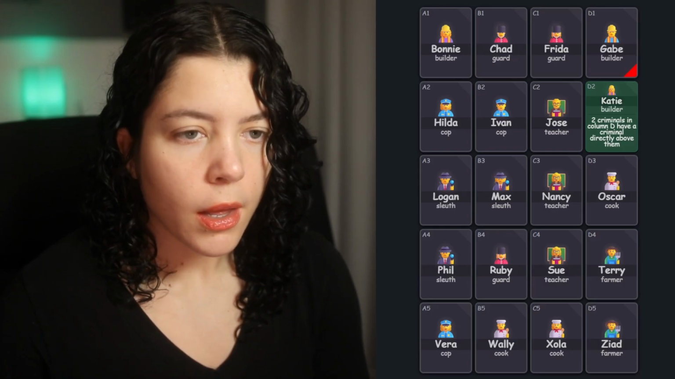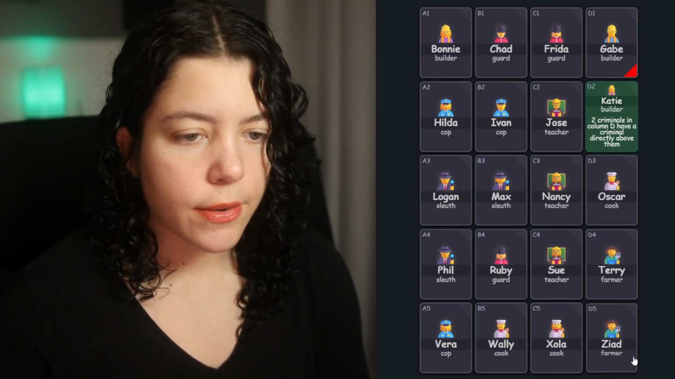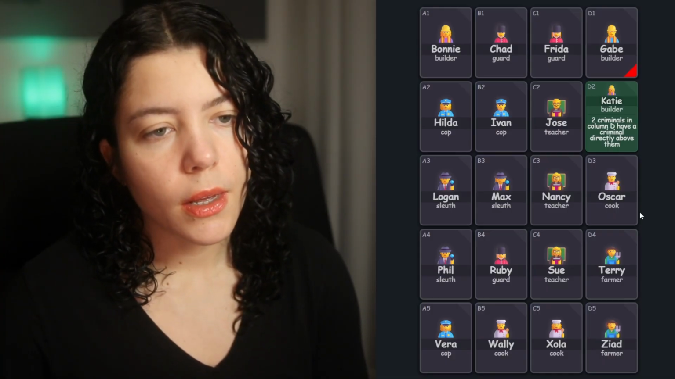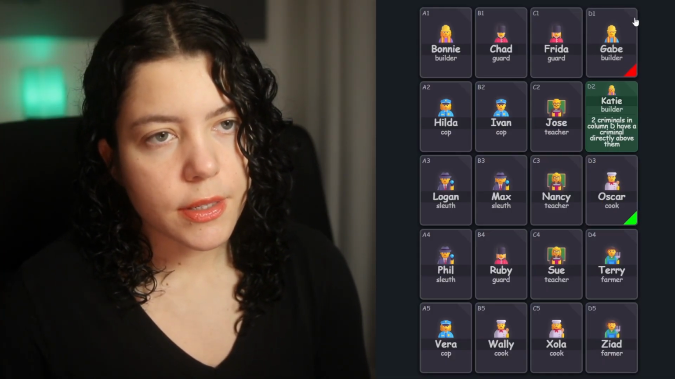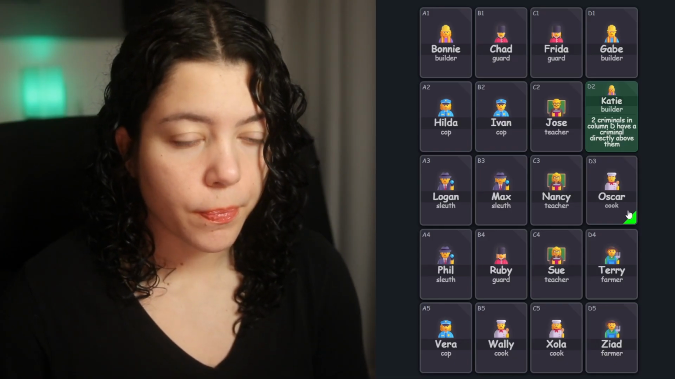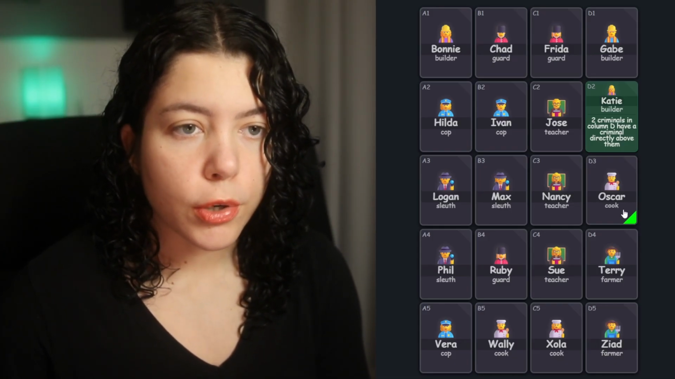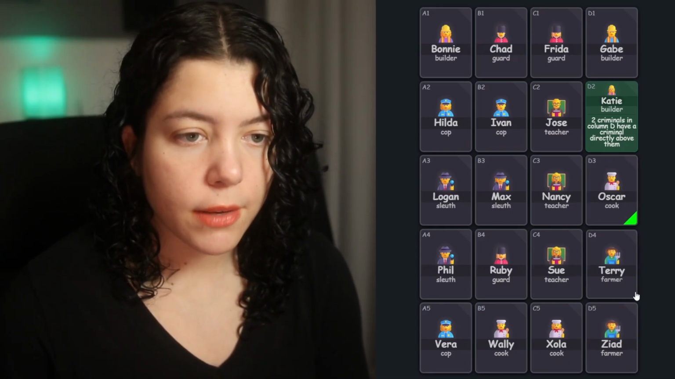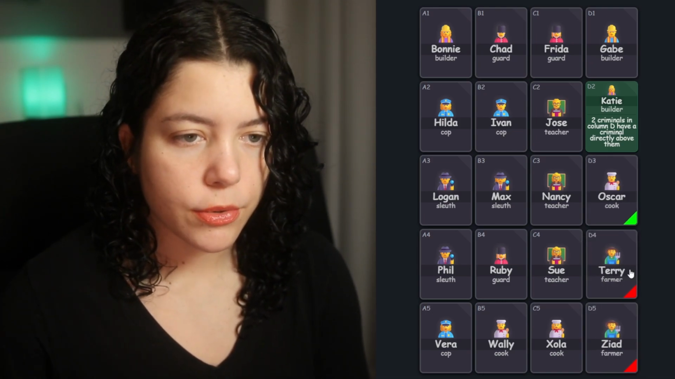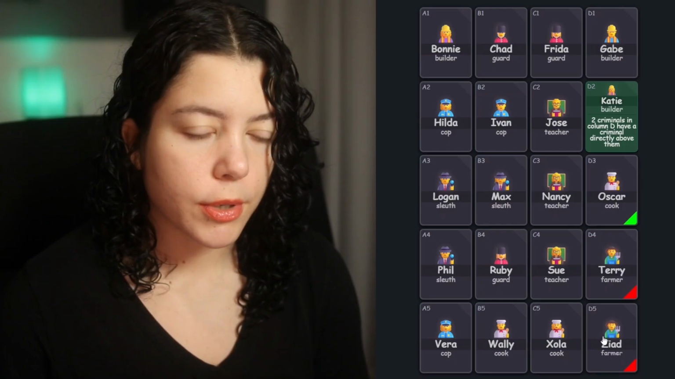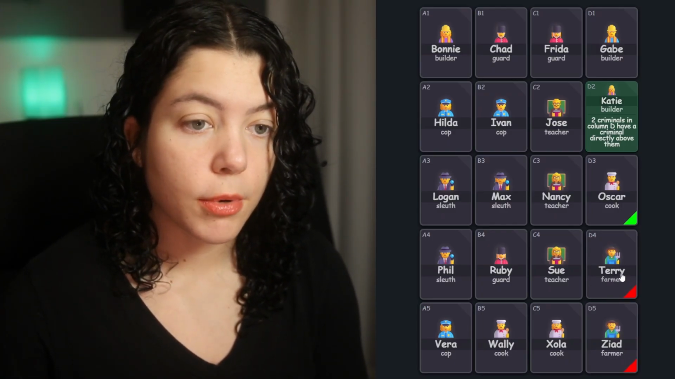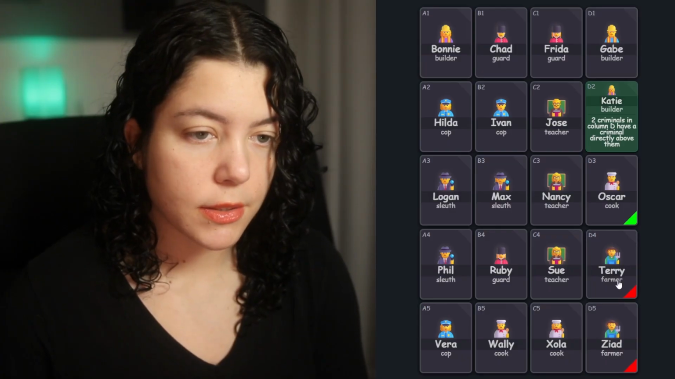Now, let's focus on Oscar, Terry, and Zia. These three people, let's say that Oscar is an innocent. Let's ignore Gabe for now. Let's say that Oscar is an innocent. Now, could we have two criminals with a criminal above them? Even if both Terry and Ziad are criminals, we only have one criminal here who has a criminal directly above them. In this case, Ziad, because Terry is a criminal.